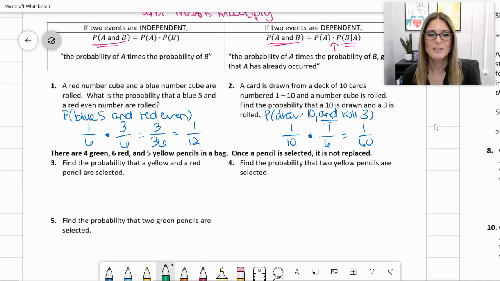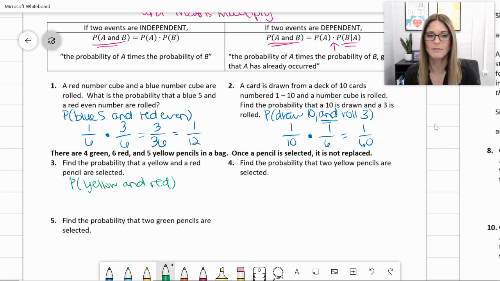Our next example is there are 4 green, 6 red, and 5 yellow pencils in a bag. One pencil is selected and not replaced. It's not put back in. So I selected a pencil, I gave it to a student. If I go and select another, I guess I'm going to hand it to another student. So we are losing pencils as we go. You see that? Number 3, find the probability that a yellow and a red pencil are selected. Probability of yellow and a red.